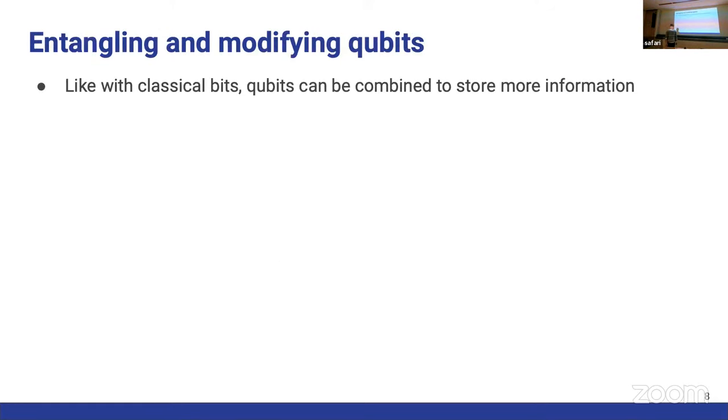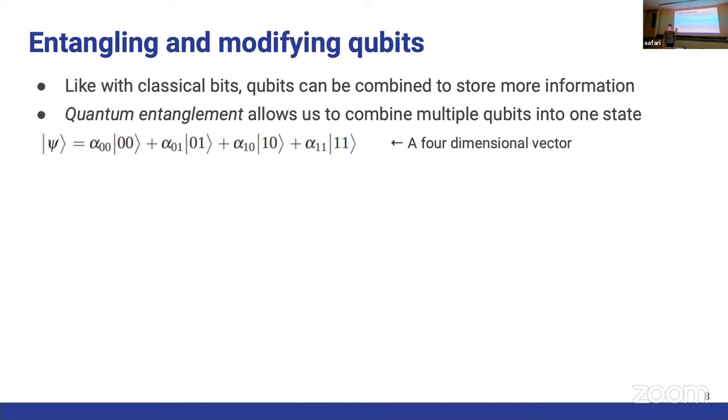Just like with classical bits, we can combine qubits to store more information. To do this, we leverage a quantum mechanical property known as quantum entanglement. Here we can see an example of a two-qubit system where we have the basis states 00, 01, 10, and 11. The coefficients alpha tell us about the probability that the system collapses into either one of those states upon measurement.